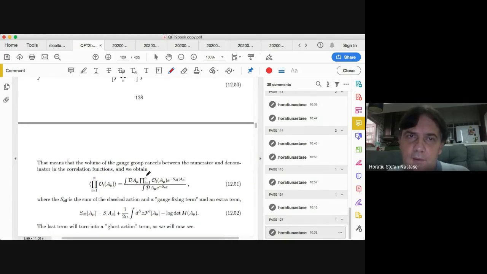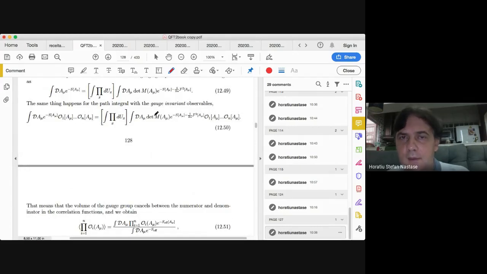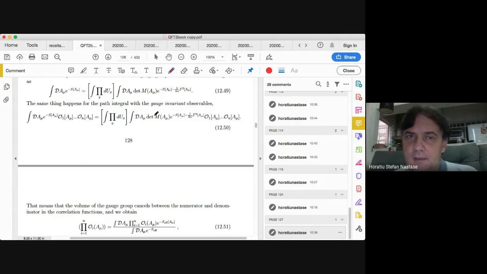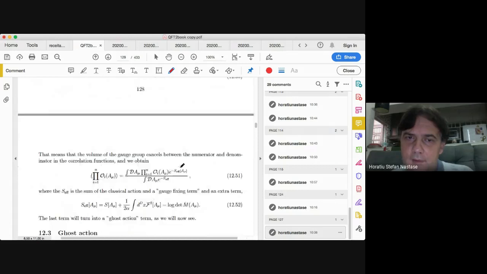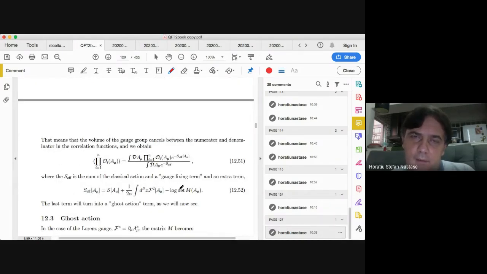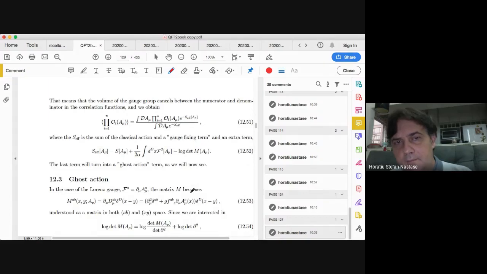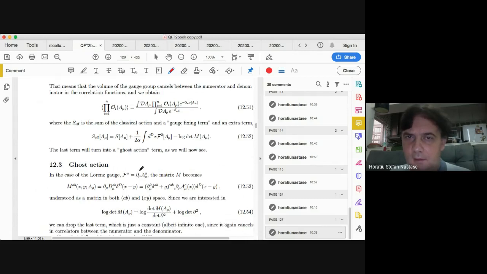And then I also have rewritten this determinant. The determinant of a matrix can be written as e to the log of the same thing, and here I have minus the action, so it's minus log determinant M. All right. So this term is what we call the gauge fixing term. We're familiar with it already from quantum field theory 1 in the case of Maxwell. But this thing is new. This log determinant M I will transform into what we will call a ghost action.